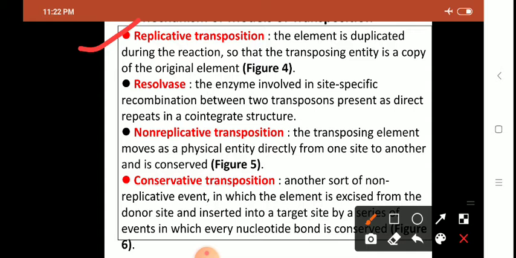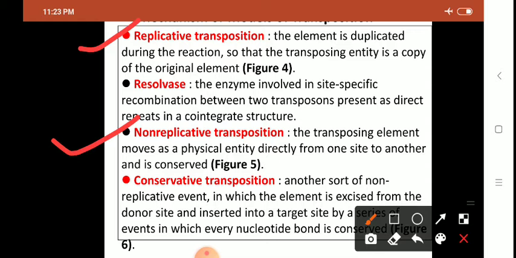Replicative transposition is the mechanism in which the transposon or IS element duplicates itself, and the duplicated copy moves to the target site while the original copy remains at the initial site. The resolvase enzyme is involved in site-specific recombination between two transposons present as direct repeats in a co-integrate structure. Now there is another mode of transposition, called non-replicative transposition.